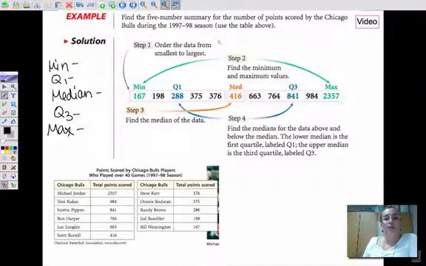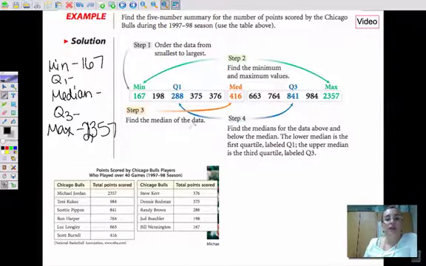You put step one, put the data in order from smallest to largest. The smallest number is the minimum. The largest number is the maximum. That's 2, 357 in this case, okay? And then after that, what you're going to do, find the minimum and maximum values.